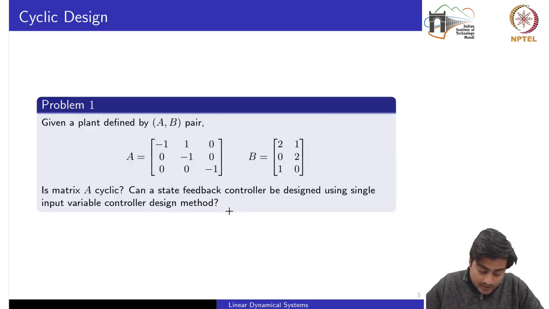So in problem 1, given a plant defined by the pair A, B, where the A and B matrices are given by this. The first question we need to address is to find out whether the matrix A is cyclic or not. And the second part of the question is, can a state feedback controller be designed using the single input variable control design method? Okay.